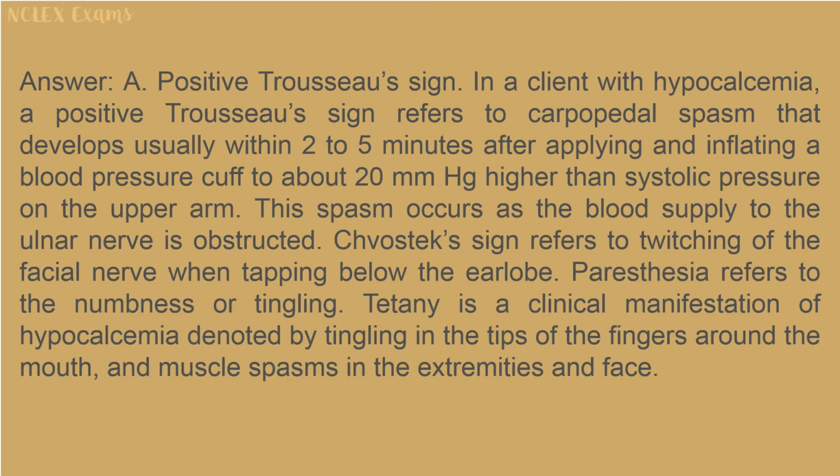Answer: A. Positive Trousseau sign. In a client with hypocalcemia, a positive Trousseau sign refers to carpopedal spasm that develops usually within 2 to 5 minutes after applying and inflating a blood pressure cuff to about 20 mm Hg higher than systolic pressure on the upper arm. This spasm occurs as the blood supply to the ulnar nerve is obstructed. Chvostek's sign refers to twitching of the facial nerve when tapping below the earlobe. Paresthesia refers to numbness or tingling. Tetany is a clinical manifestation of hypocalcemia denoted by tingling in the tips of the fingers and around the mouth, and muscle spasms in the extremities and face.